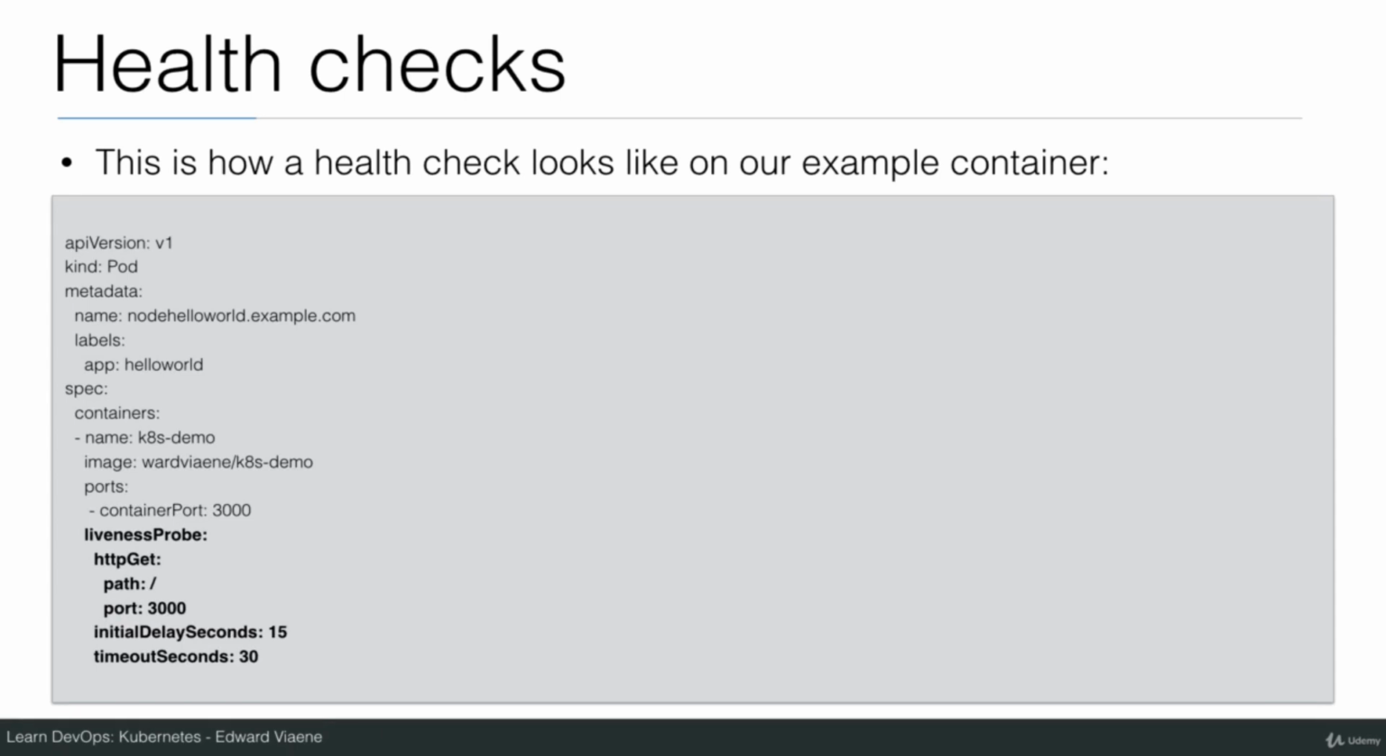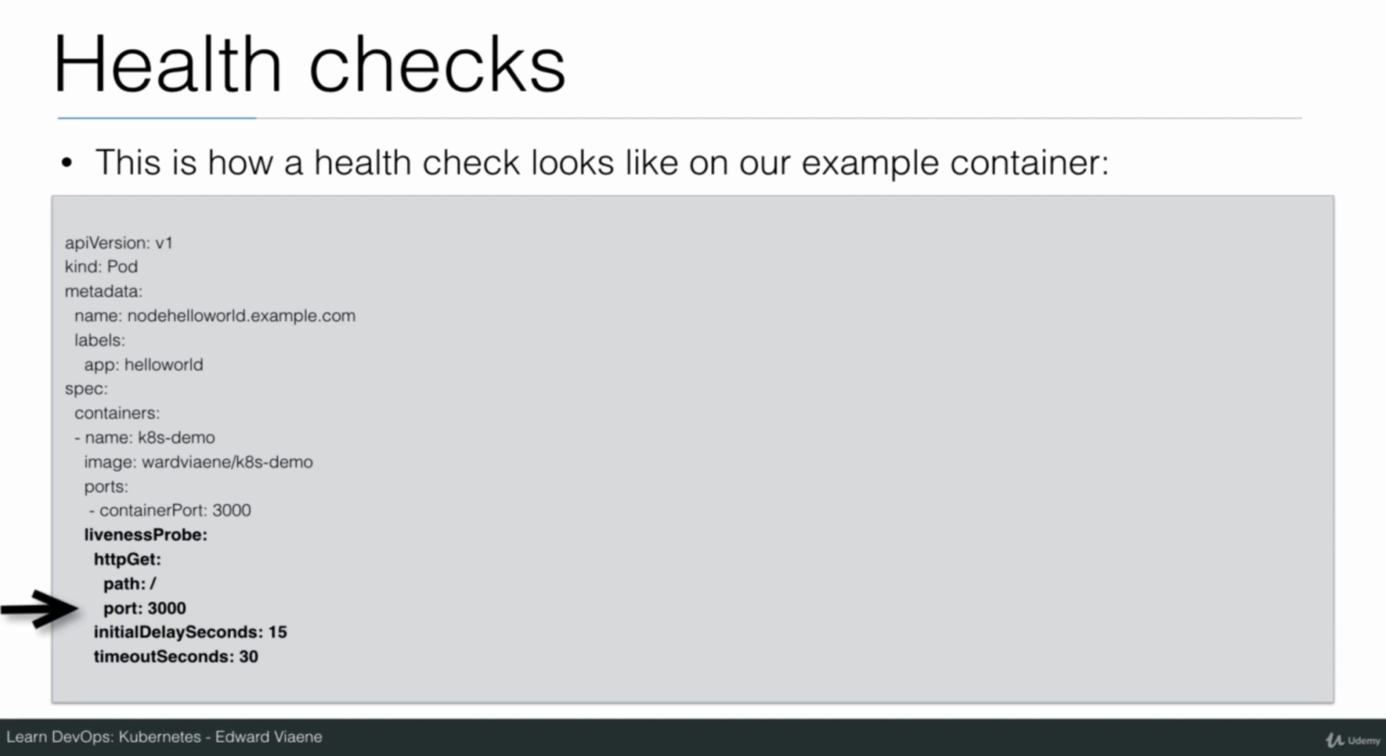This is how a health check looks like on our example container. Here again I have the pod, the example pod, and here is then in bold the health check. It's a liveness probe using an HTTP GET on just slash, which means just the main website. On a production application, you're probably going to have something like /health, but here I don't have a separate health page, so I'm just using slash.